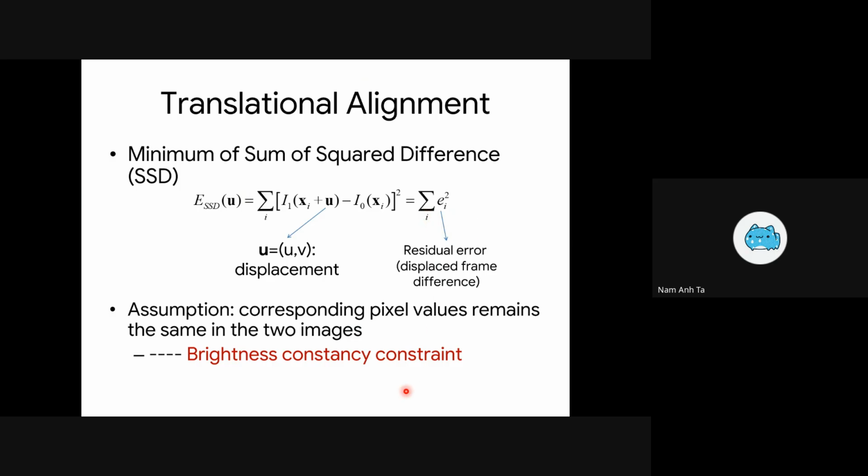But to make this work, we need to rely on a very important assumption called brightness constancy. We assume that even if an object moves, its brightness and color don't change between frames, as you can see in this formula. This means that the pixel value at the new location in frame 1 should be identical to the original value in frame 0. And this isn't just for SSD. This is actually the core foundation of optical flow, which we will discuss later.